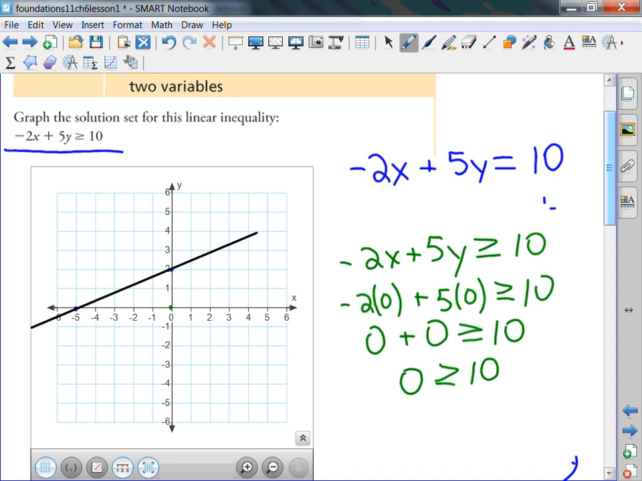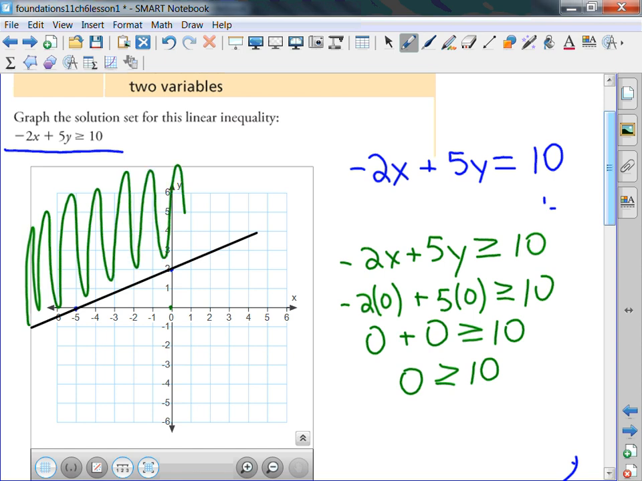So since that is not a true statement, we know that the origin (0, 0) is not in our solution region. We know that the other side of the boundary is where the solution set is found. So that is where we are going to shade. As we progress through this unit, we'll figure out what color our lines are going to be and what color our shading is going to be. For now, I can shade everything green.